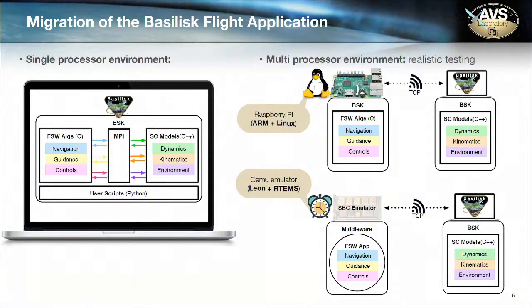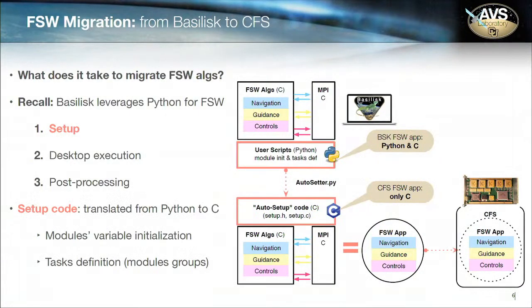Basilisk-developed flight algorithms have been ported to both commercial processors, like the Raspberry Pi, and to a couple of different middleware layers, like the core flight system and, more recently, MicroPython. Although today I'm going to focus on CFS specifically.